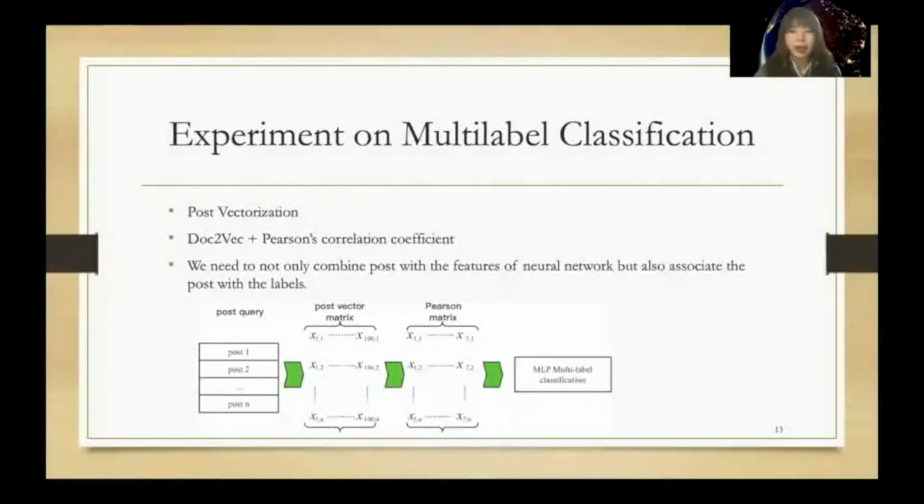The second part is the post vectorization. We first use a doc2vector method to transfer the textual posts to a vector matrix, and then use the Pearson's correlation coefficient to calculate the coefficient matrix to find the relationship between the post and the 7 labels. And then this matrix is the input of the multi-label classification model.